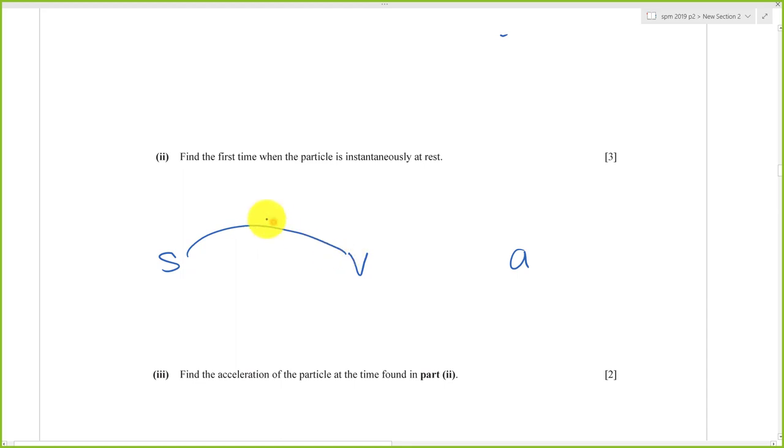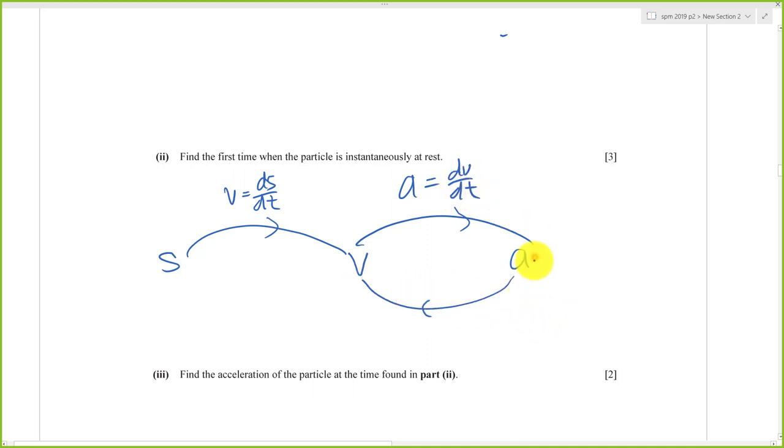Let's say if the equation gives me S and I want to get the equation of V, I need to differentiate S. So ds/dt will equal V. Same idea, if I have V and I want to get A, I will need to differentiate V. On the other side, if I have A and I want to get V, I will integrate A with respect to dt. Why always dt? Because this topic is related to time, so it's always dt at the bottom. Therefore, if you have V and you want to get S, definitely you will integrate V. It's quite easy to understand, right? Going in this direction is differentiate, going back in this direction is integrate. It just depends on what you have and what you want to find.